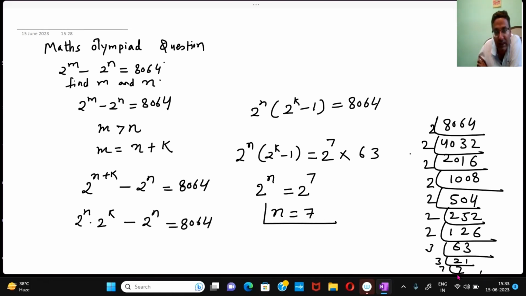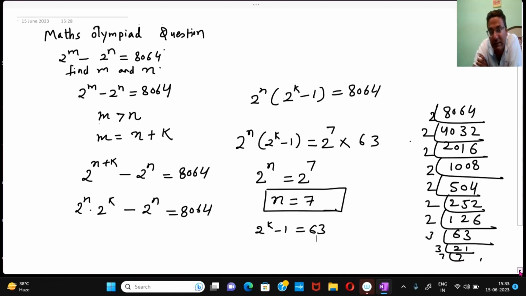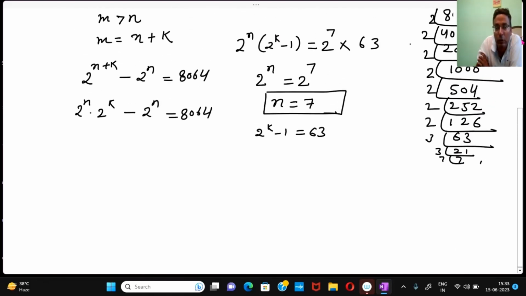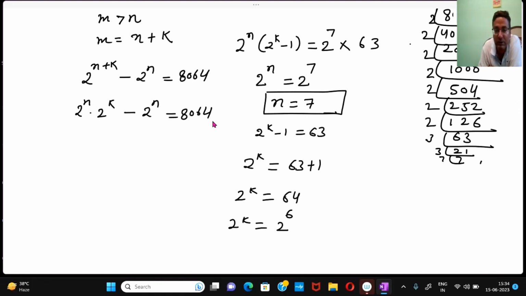And the second part is 2 raised to power k minus 1 equals 63. Now we can write it as 2 raised to power k equals 63 plus 1, so 2 raised to power k equals 64. 64 is 2, 4, 8, 16, 32, 64, so we can write 64 as 2 raised to power 6.